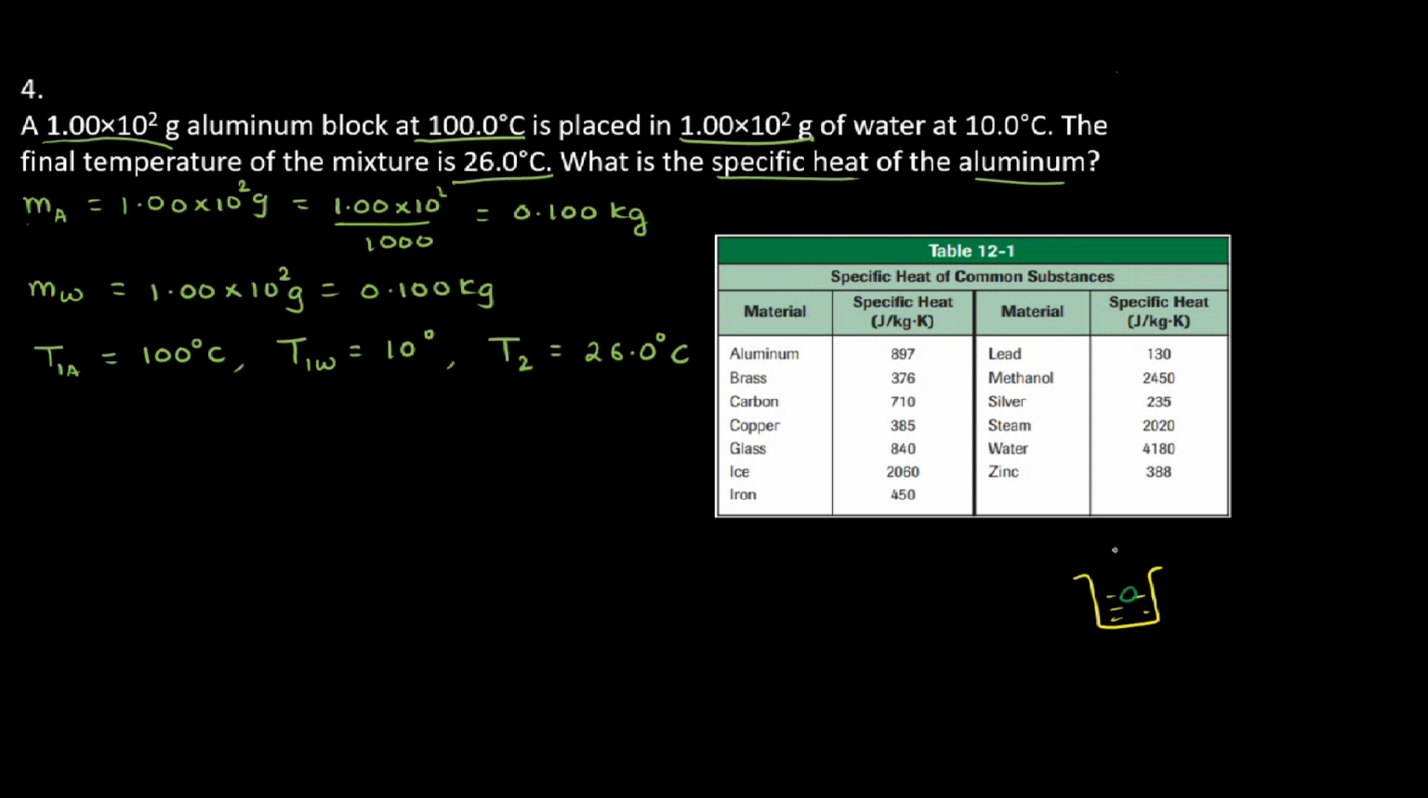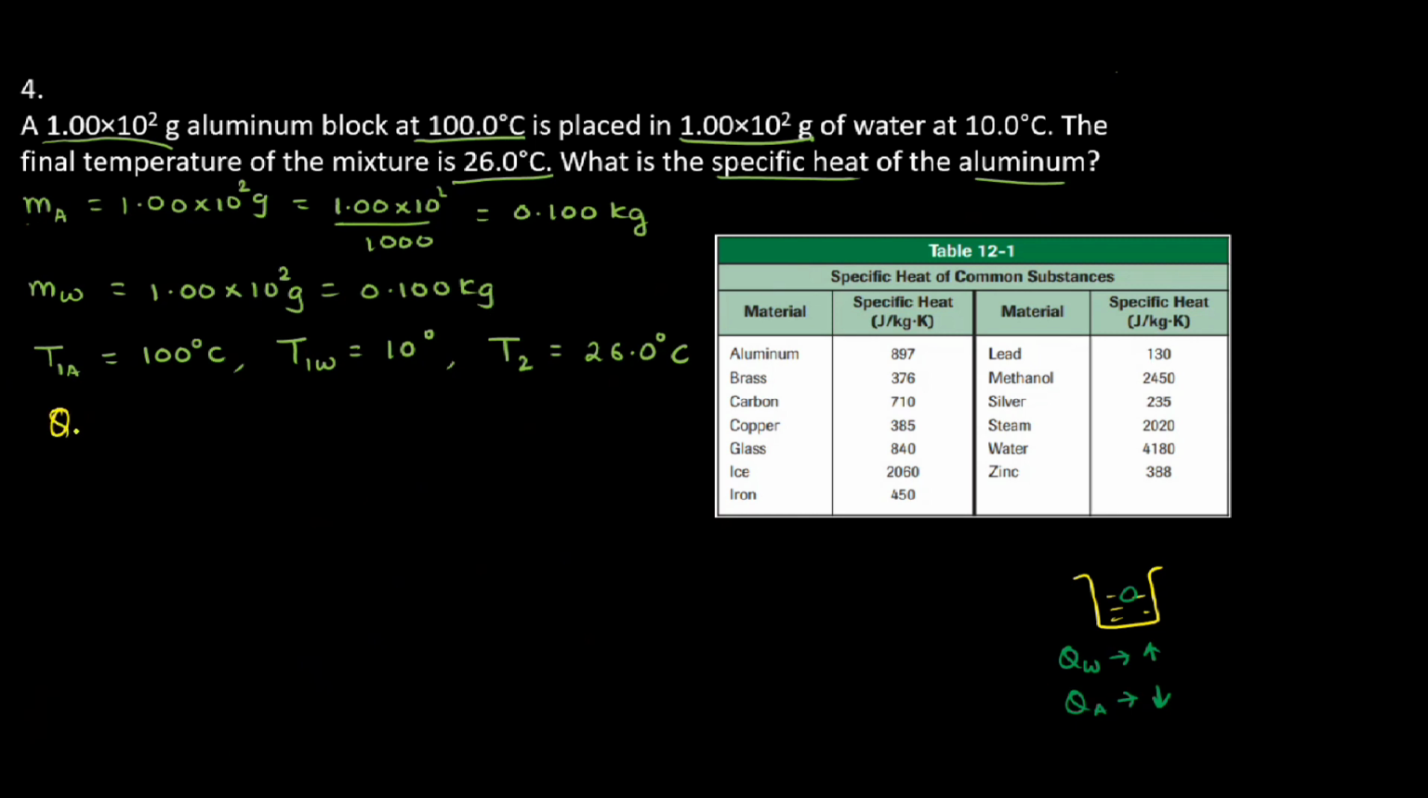Aluminum initially is hot. When you place it inside the water, water will gain heat energy from aluminum. So heat energy for water will increase, and aluminum is losing its heat energy, so heat energy for aluminum will decrease. The heat energy gained by water is equal to the heat energy lost by aluminum. So if I can find the heat energy, or the thermal energy, that is gained by water, I can make it equal to the thermal energy lost by aluminum. So let us first find out the thermal energy gained by water.